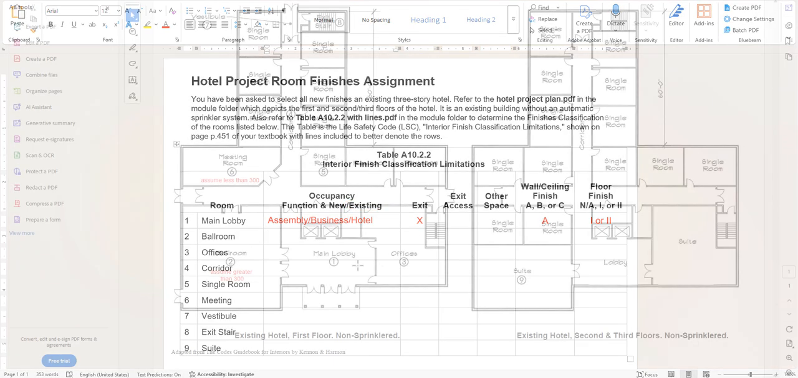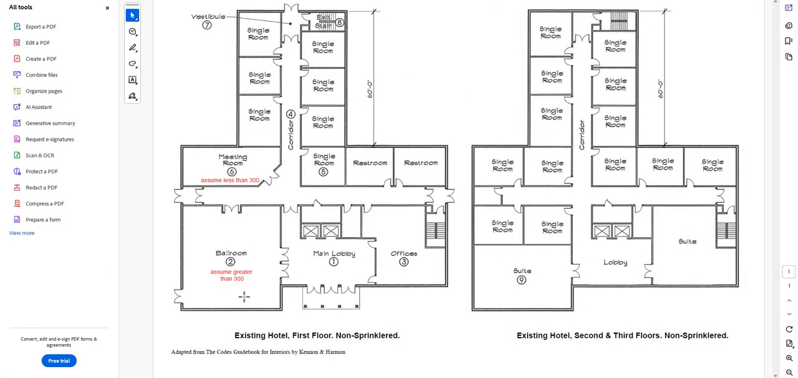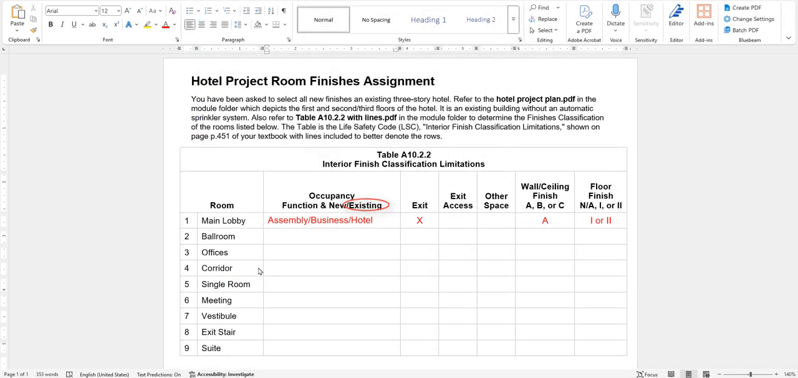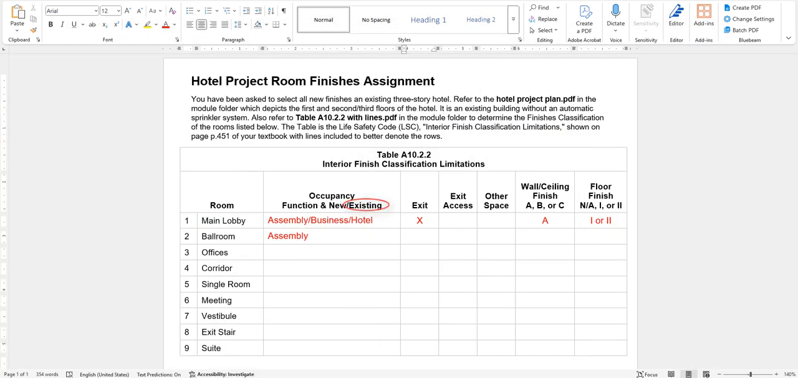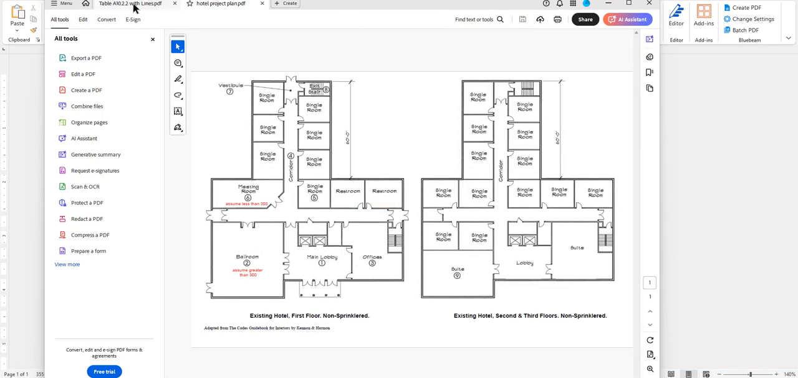Let's take a look at the ballroom now. What kind of space is that here? It's a ballroom, assume greater than 300. Okay. I can see there's doors leading out. An assembly area. That's what it is. Okay, well, let's go ahead and put assembly. It's not an exit. And looking at this, it's not an exit access either. People aren't supposed to be going through the ballroom to get through the hotel. So it must be an other space. Another space, an assembly.